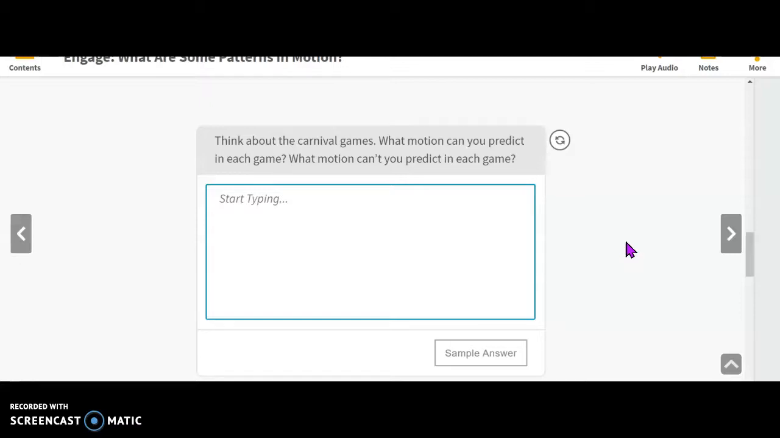So you're going to have at least 2 sentences. And think about the types of motion that we talked about. We have back and forth, we have zigzag, we have up and down. And make some predictions. What games can you predict and what games can't you predict?